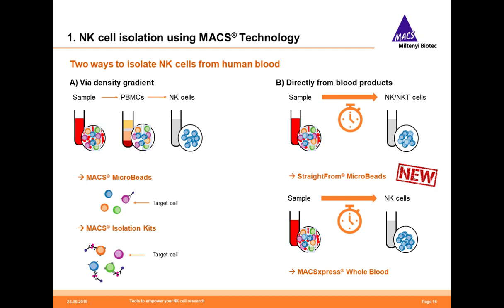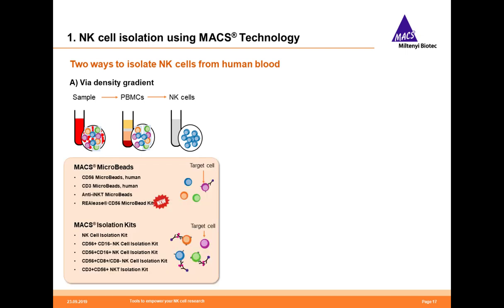Next, you can also have a straight-from technology. In this case, instead of doing the density centrifugation, you can use our new straight-from technology. NK and NKT cells can be directly isolated from different blood products in a fast and easy way without the PBMC isolation step. In this case, we are using CD56 microbeads. Also, if you're looking for an untouched solution from blood, you can use MACSxpress, and NK cells will be untouched.